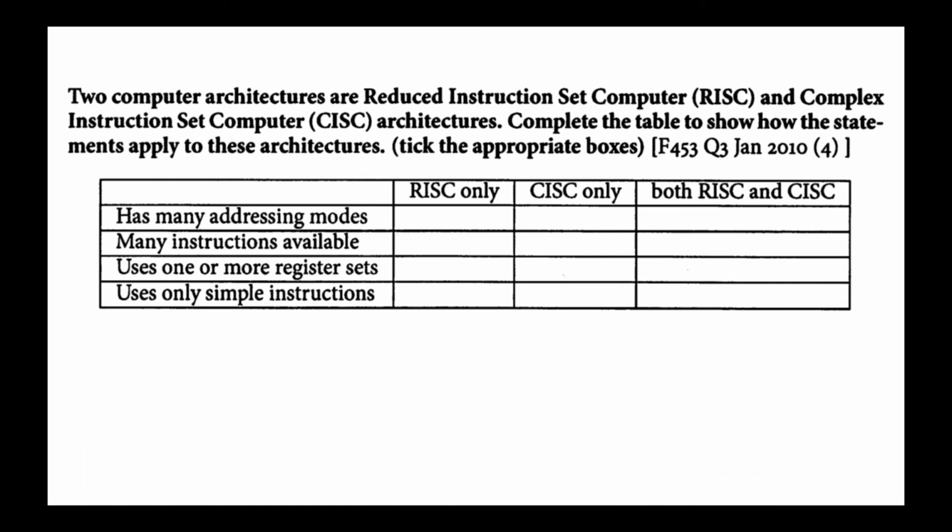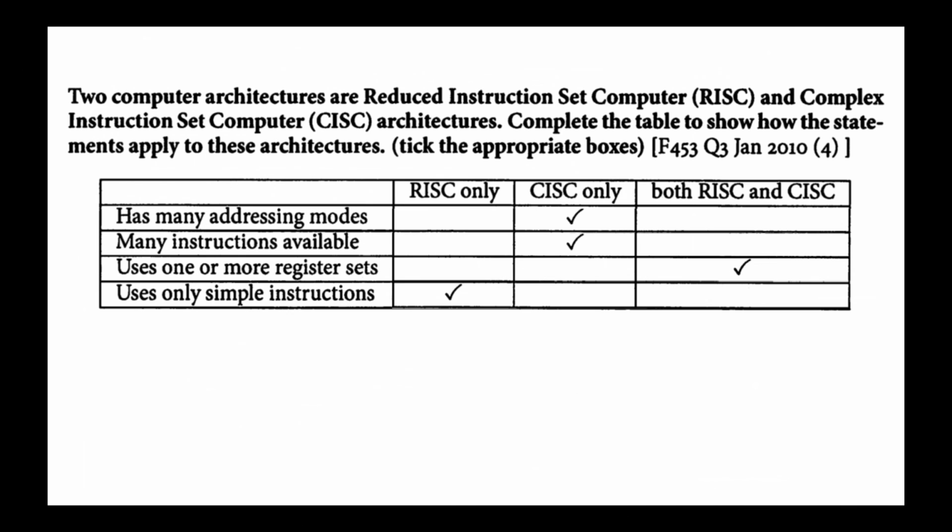So here you go. You saw this in the previous video, which was RISC and CISC. So can you fill this in? Can you remember it? Having many addressing modes is CISC. Many instructions available is CISC only. Using one or more register sets is both RISC and CISC. Using only simple instructions is RISC, as it is a reduced instruction set computer.